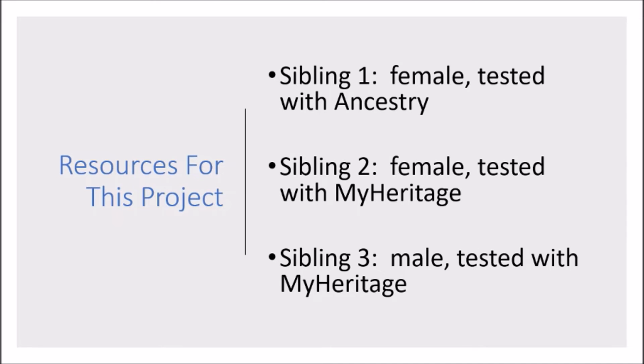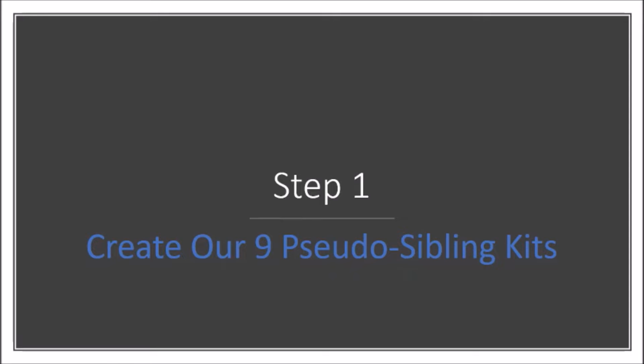All right, so let's take a look at the resources for this project. We have 3 siblings, sibling 1, sibling 2, sibling 3. I'm not giving the names because this is someone else's private data. But sibling 1 is female and tested with Ancestry. That's all you need to know about sibling 1 for now. Sibling 2, female, tested with MyHeritage. Sibling 3 is male and tested with MyHeritage. And that should be enough information on the 3 siblings to get us through step 1, create our 9 pseudo-sibling kits.